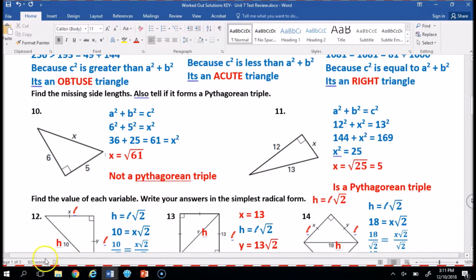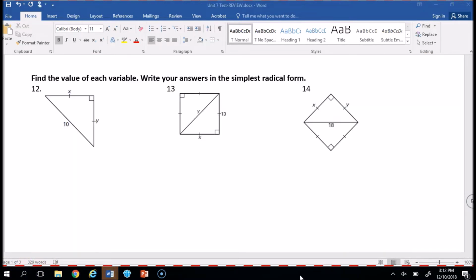So for the next set of problems, 12, 13, and 14, it says find the value of each variable, write your answers in the simplest radical form. So the first thing we need to do is look at these drawings and see if there's any way that we can tell what kind of triangles these are. And I happen to notice with number 12 that the sides are congruent. And if the sides are congruent, then I know that this is a 45, 45, 90 triangle. So if it's a 45, 45, 90 triangle, then I have one formula for that, and that is H equals L square root of 2.